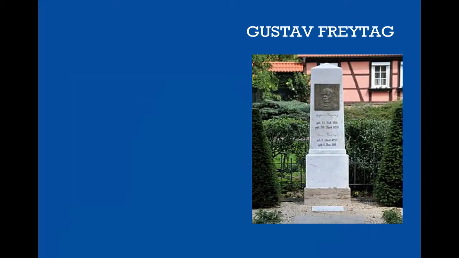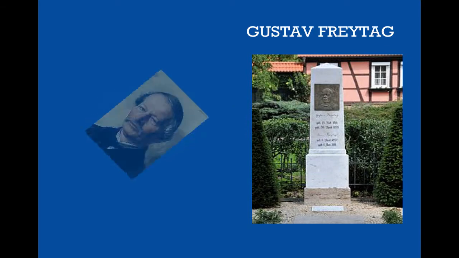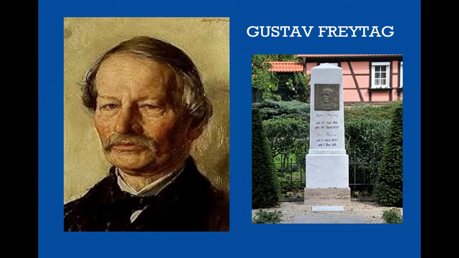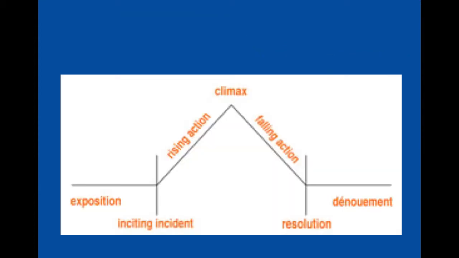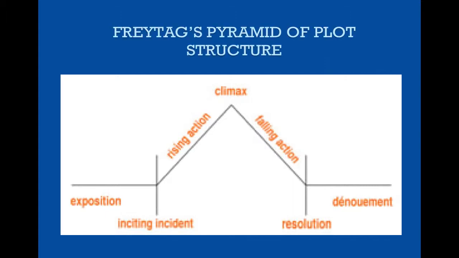Gustav Freytag was a 19th century German novelist. He was well after Shakespeare's time, and he saw patterns in the plots of stories and novels and created a diagram to show a visual representation of what a plot might look like. His traditional plot diagram looks something like this. You can see in what has come to be known as Freytag's pyramid the five main stages of a plot.